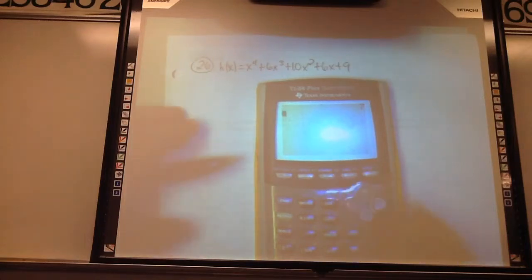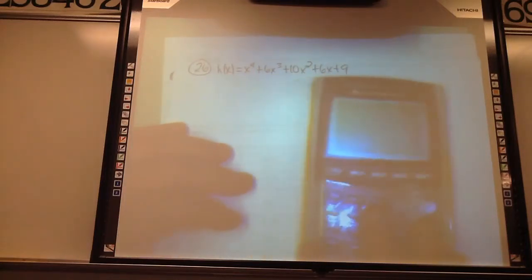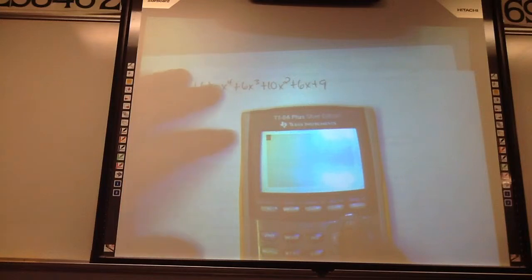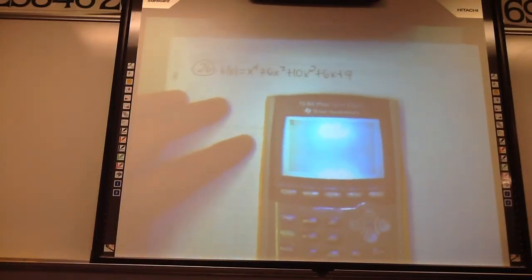So to graph something, that's what we're going to do here. Do you wanna turn off that light? This light. We don't get that glare.